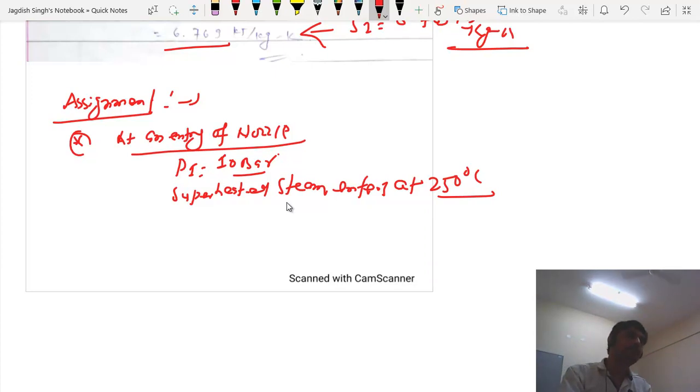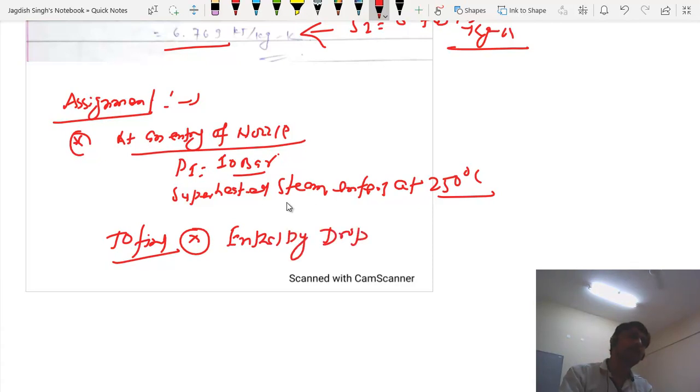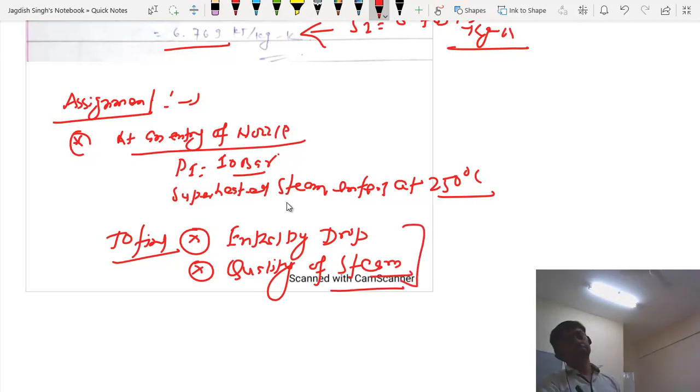Now you have to find the enthalpy drop and quality of steam, as we have discussed in the previous problem. Only we are changing the condition at the entry of the nozzle. Instead of wet steam, the superheated steam having a temperature of 250 centigrade enters inside the nozzle.